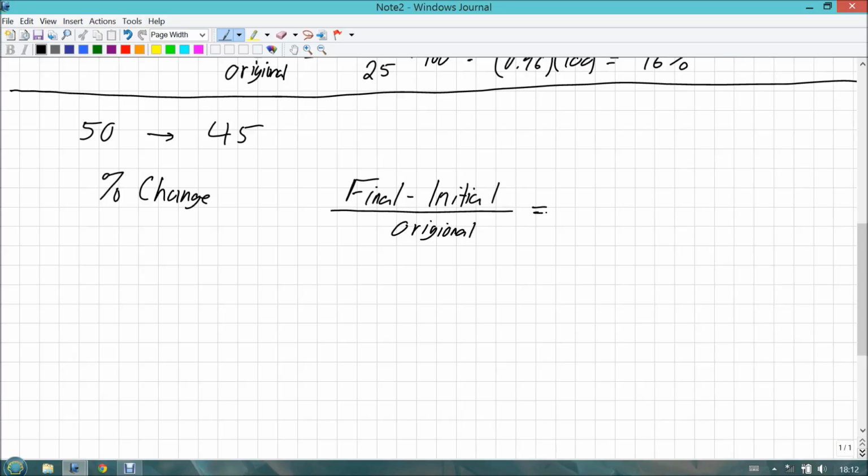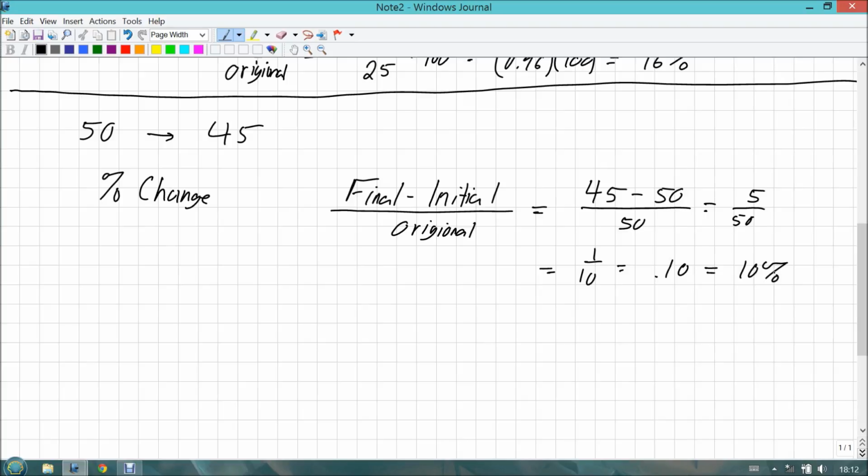So in this case, our delta is going to be from 50 to 45. So 45 is my final, 50 is my original, all over 50. And 45 minus 50, I think we can do that in our heads. And then what is 5 over 50 as a decimal? Well, that's 1 over 10, which we know as 0.10, which in percent land is 10%.